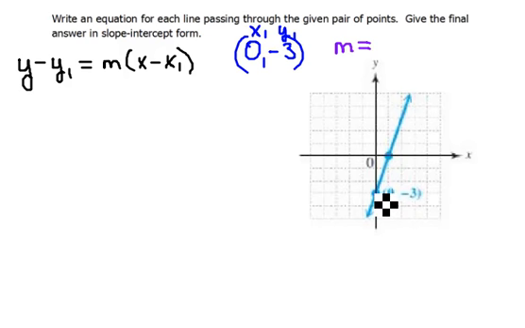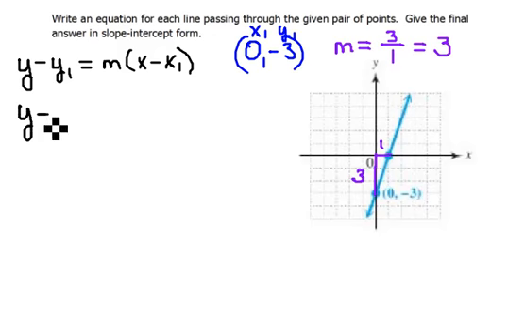So to rise, we would have to go up 1, 2, 3 units, and the run would have to be 1 unit. So rise over run would be 3 over 1, which is 3. So they did give you all the information you need. You just had to pull it off of the graph. So now let's go through and finish this.